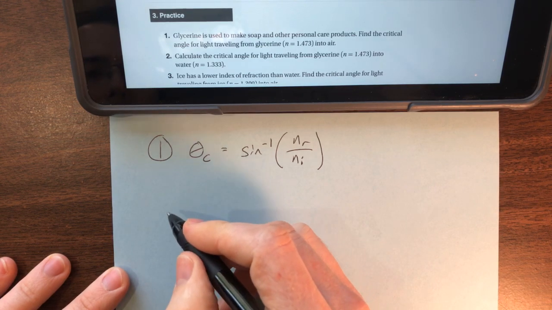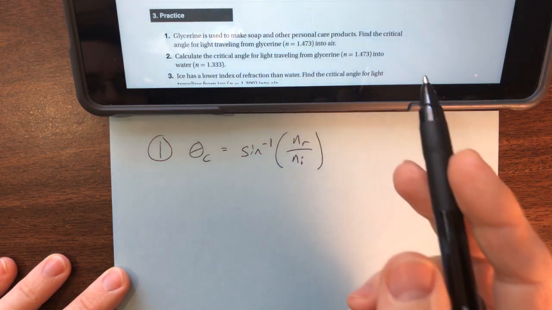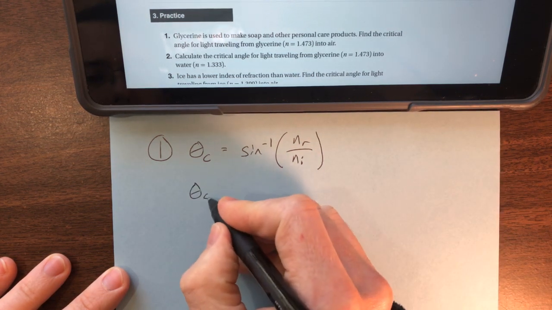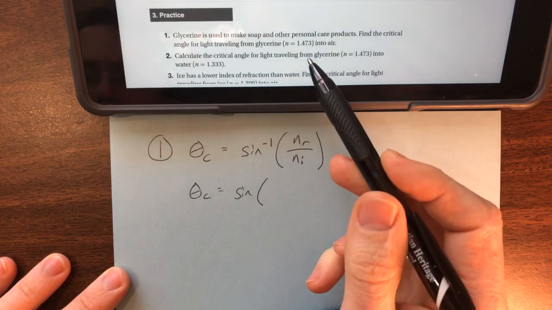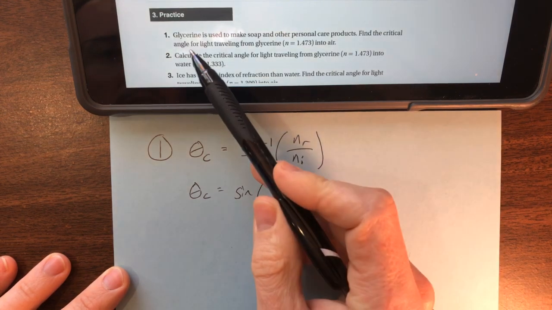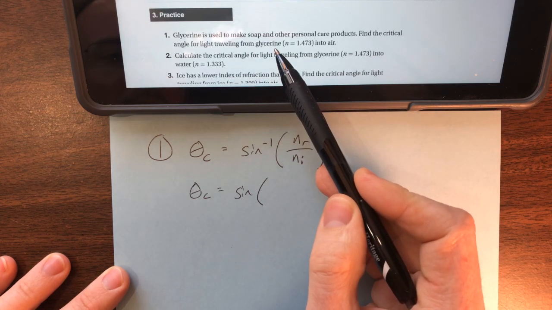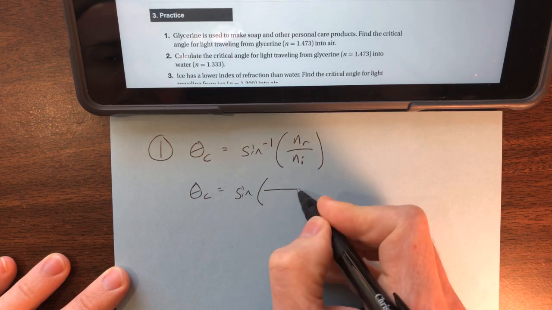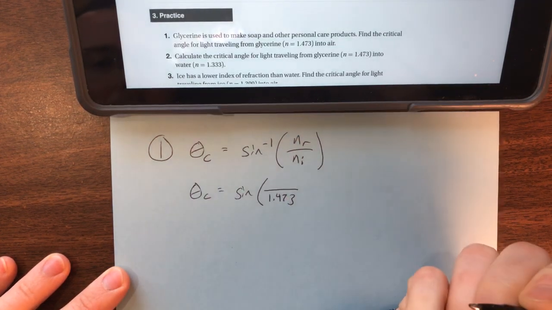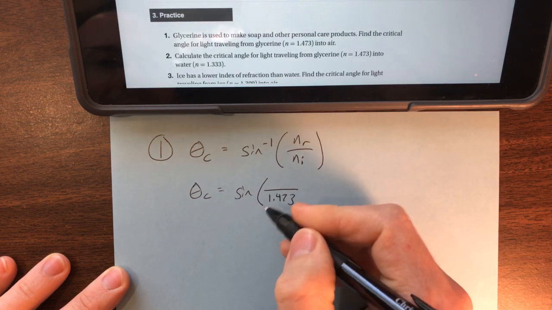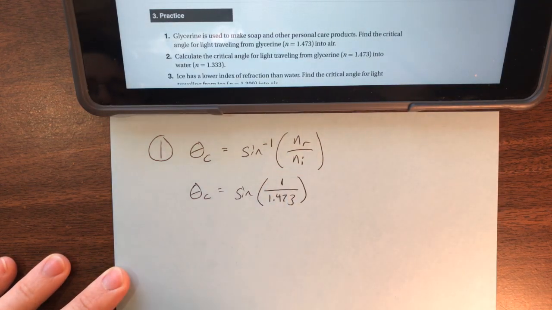All right, so number 1, we have glycerin. It's used to make soap, and we said we're going to find the critical angle, so we're just going to plug it in. The critical angle is going to be the inverse sine of, now which one goes on top? It's traveling from glycerin, so that's the incident material. So we're going to put our 1.473 here on the bottom. And on the top, it's going into air, 1. Notice if we switch those, you wouldn't be able to get any kind of answer.